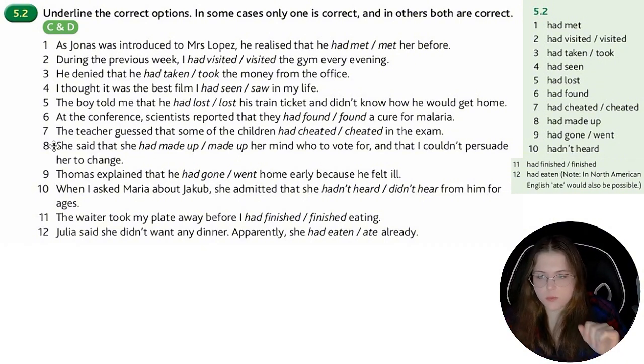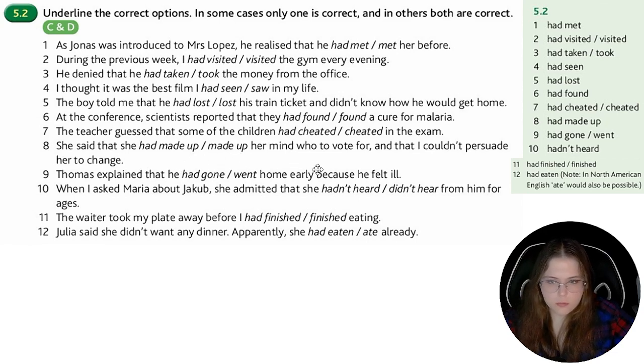In reported speech, our past simple turns into past perfect. So she said that she had made up. Next, Thomas explains that he had gone or went home early because she felt ill. He explained that he had gone early, one action before the other action, so we can use past perfect here, or just past simple because it was in the past and it is obvious when exactly it was.